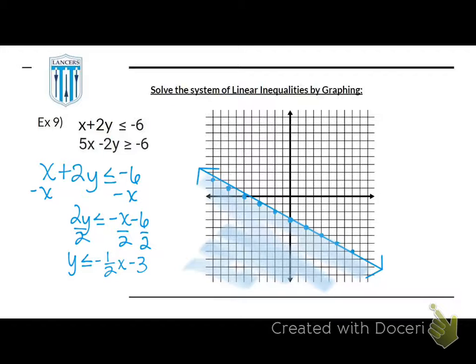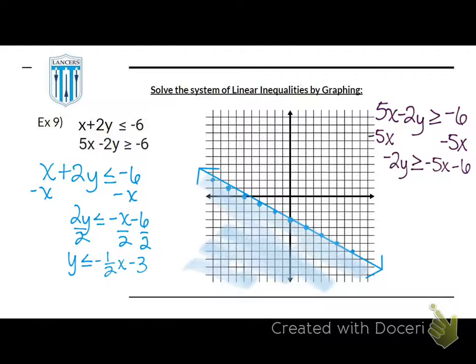Now the second line is where we end up with a little bit of a curveball. So let's look at it. Starts off the same. To get y alone, what moves first? Subtract the 5x on both sides. The 2y has a negative sign, so that's negative 2y greater than or equal to negative 5x minus 6.